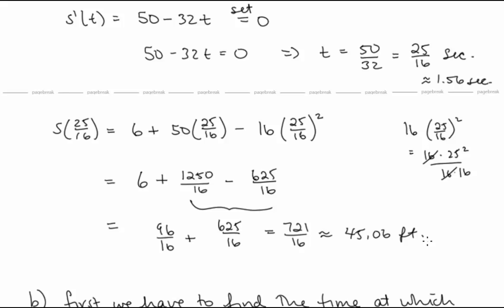So again, to find this maximum height, we first realize that at the time the ball reaches its maximum height, its velocity is equal to 0. So we find this maximum height by first finding the time at which the velocity is equal to 0, and then plugging that back into the distance function, the height function.